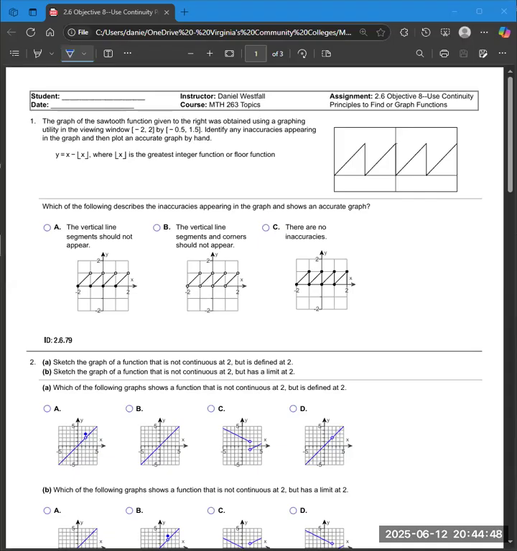In this video, we're going to talk about 2.6 Objective 8, where we use continuity principles to find or graph functions. Our first question: the graph of the sawtooth function given to the right was obtained using a graphing utility in the viewing window of -2 to 2 by -0.5 to 1.5. Identify any inaccuracies appearing in the graph and then plot an accurate graph by hand.